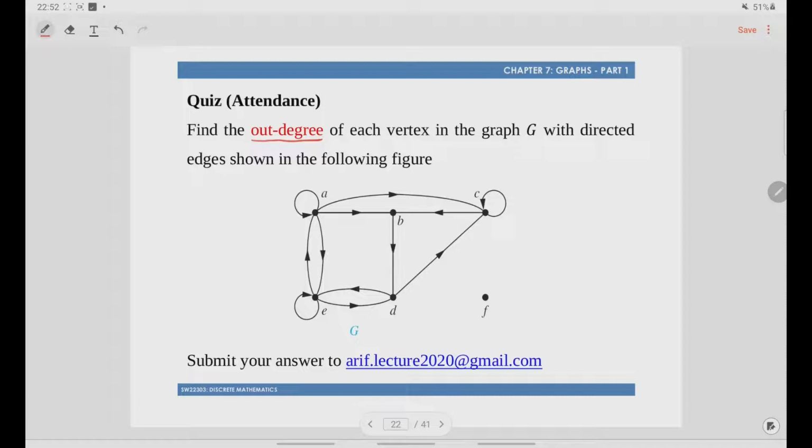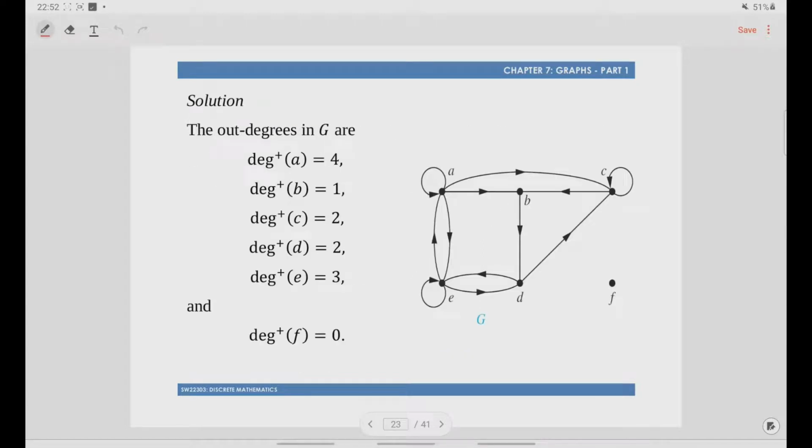Okay, so now it's time to discuss the answer for this quiz. Let's see how to answer this question. So this is the solution. The notation is that we have a small plus sign here, which means it is an out degree. Previously I asked you to count the number of arrows pointing to each vertex. Now we need to count the number of arrows pointing out from a vertex. That's why we call it the out degree.